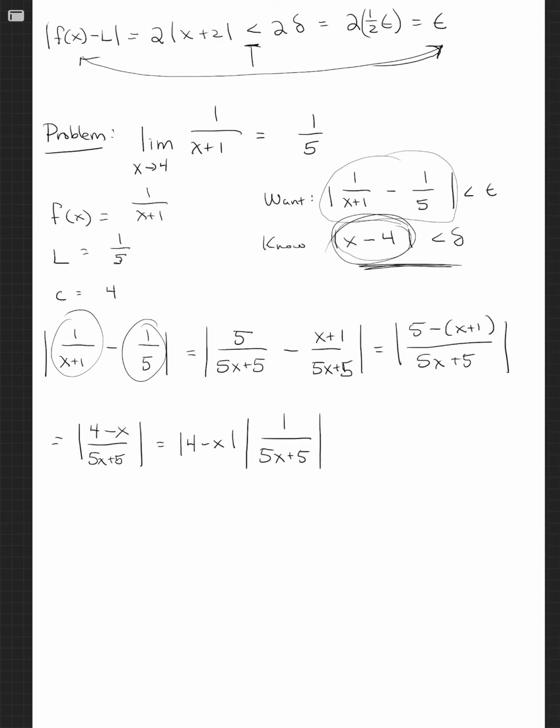And in fact, when we pull apart the pieces here, then it becomes even clearer. Absolute value signs let us switch around.